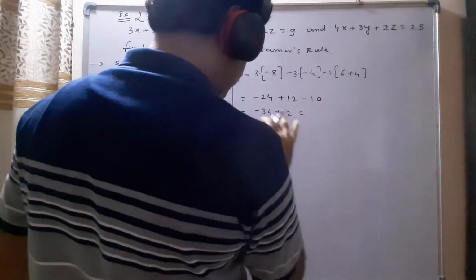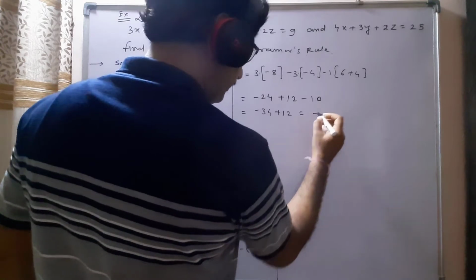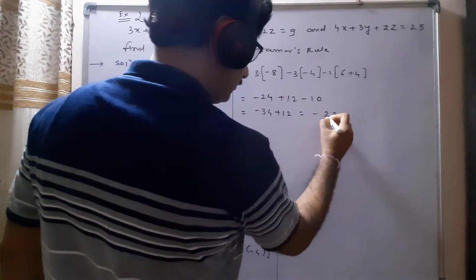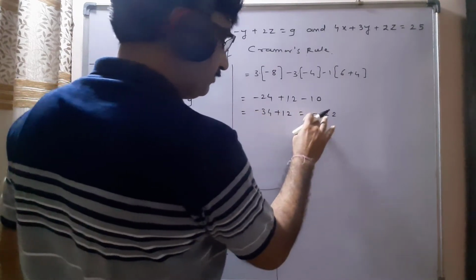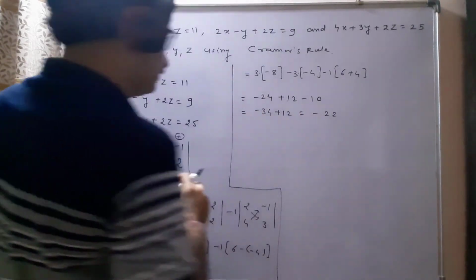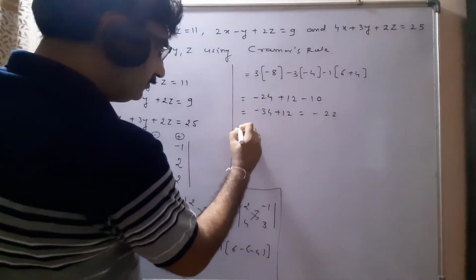Now subtract 12 from 34. So here we get minus 22. Because the negative sign is for the big number, that's why we put down the minus sign over here. So this is the value of D.